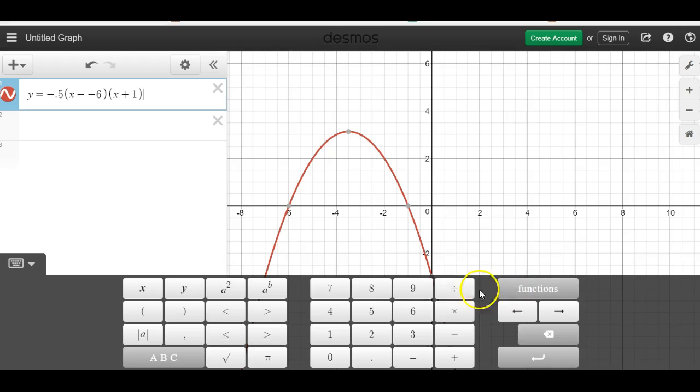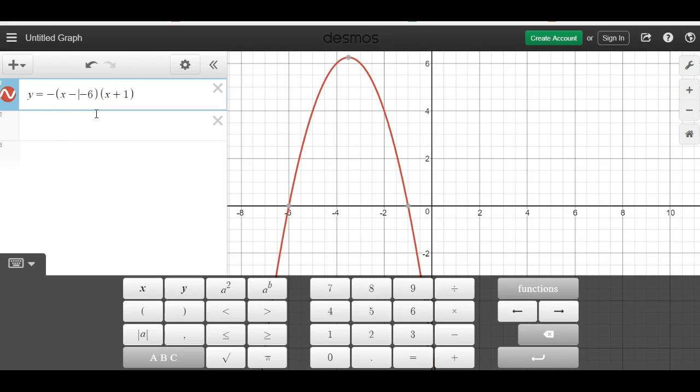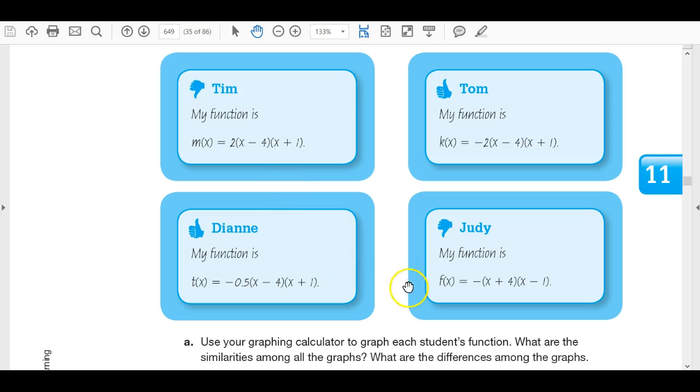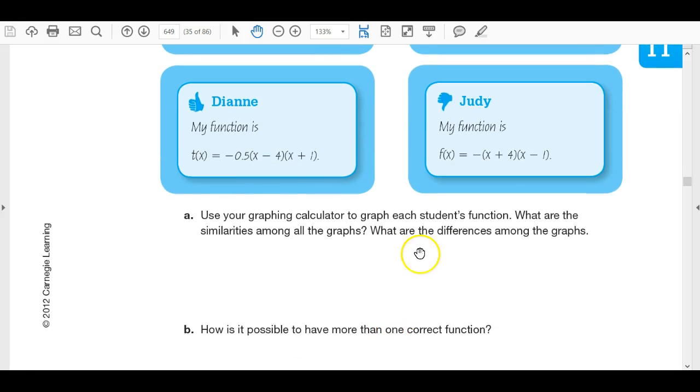Let's put Judy's in real quick and see what that looks like. So negative, and then we're having (x plus 4)(x minus 1). So now we see here's plus 4. We wrote x plus 4, but the zero is at negative 4. And now we have x minus 1, and the zero is at positive 1. We're going to get to this here in a little bit to understand why it is that these can tell us our zeros really easily. So we'll figure that all out in a bit.